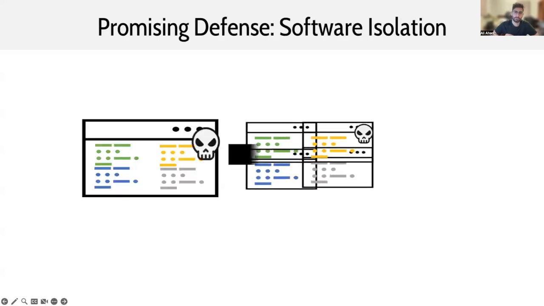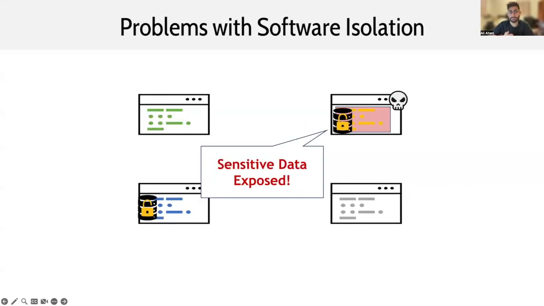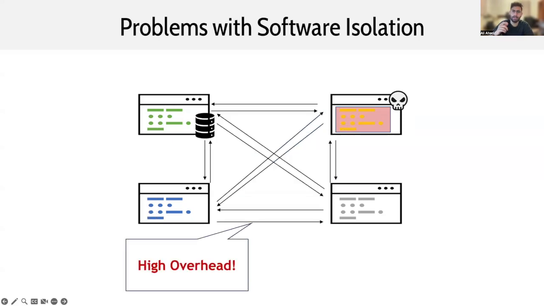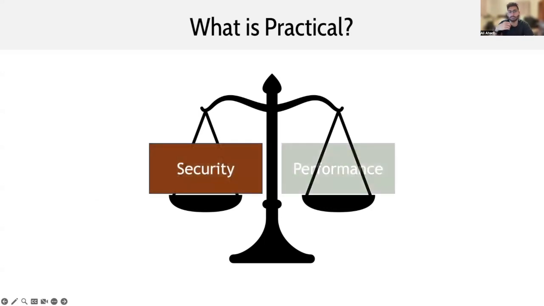One solution to reduce the risk from vulnerable APIs is software isolation. What software isolation does is that it partitions the program into various isolated processes, keeping the vulnerable part of the program isolated. Unfortunately, most software isolation techniques are not practical, where some expose sensitive data and others have high overhead after partitioning. So when designing software isolation, we need to consider both the security as well as the performance to make it practical.